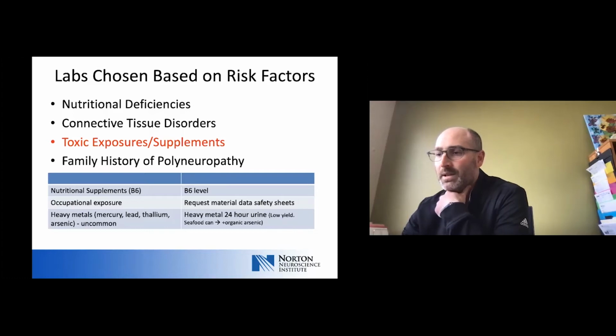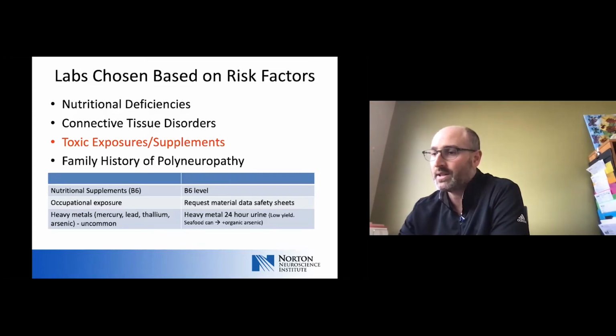It's a component of B complex vitamins, and you can get it, of course, as an individual supplement. And B6 is one of those unusual vitamins where it can lead to neuropathy when deficient, but also due to toxicity when it's taken in high amounts. So if a person is taking a B6 supplement or a B complex vitamin, I'll generally send these as well.